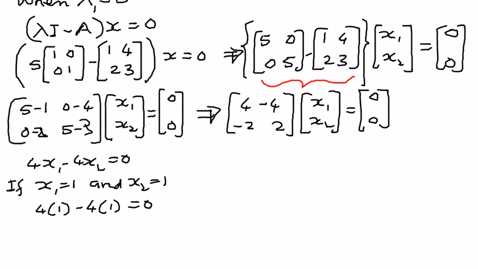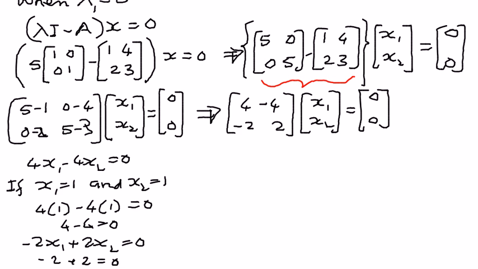I substituted 1 for x1 and 1 for x2, and that is when this goes to 0: 4 minus 4 is equal to 0. Therefore x1 equals 1 and x2 equals 1 will satisfy that particular equation. They will also satisfy the second equation, which is negative 2x1 plus 2x2 equal to 0. When x1 is equal to 1, this will be negative 2. When x2 equals 1, this will be positive 2. Therefore, negative 2 plus positive 2 is equal to 0.